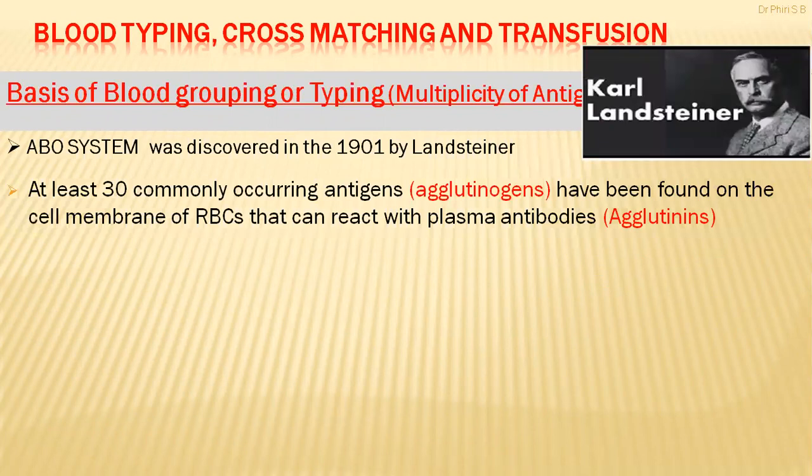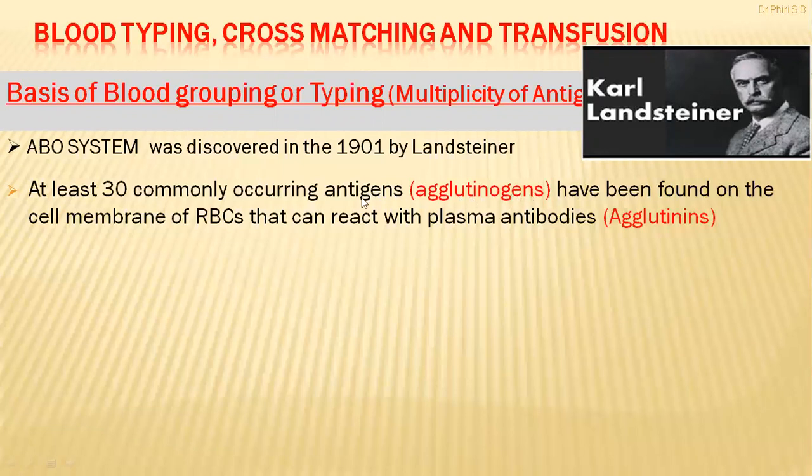At least 30 commonly occurring antigens, which are called agglutinogens, have been found on the cell membrane of red blood cells that can react with plasma antibodies or agglutinins. So on these red blood cells, there are over 30 antigens that have been identified, and they are called agglutinogens. Antigen ends with GEN, and agglutinogens also end in GEN.